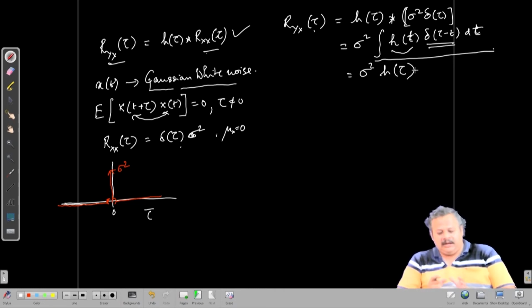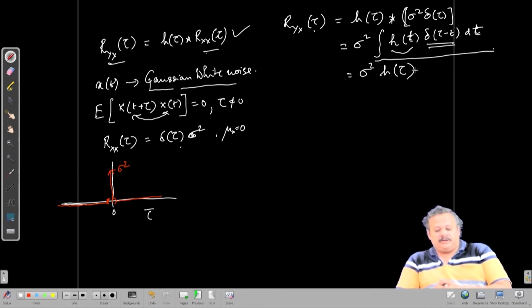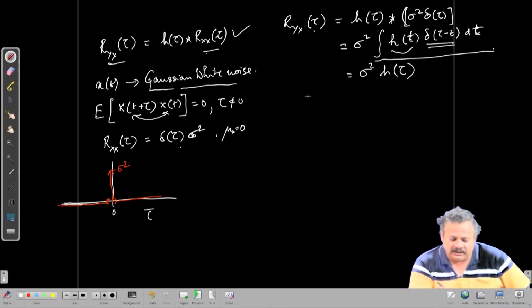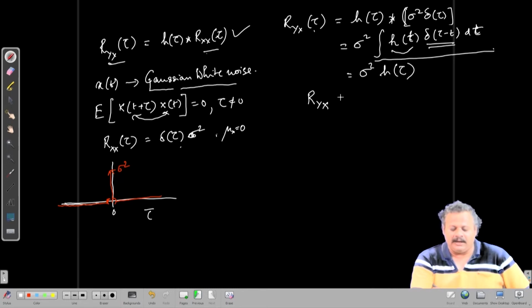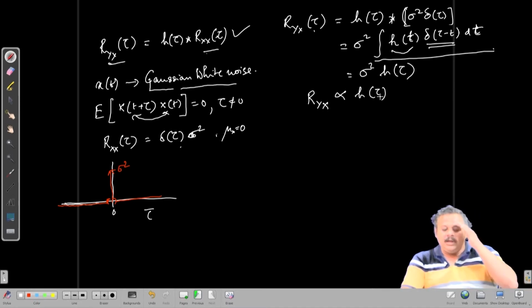So, in a sense, what we have now is that we have removed the input process from here because of the white Gaussian noise assumption about the stimulus, which is in fact in our control. So, that is gone, and Ryx(tau) is simply proportional to the impulse response in the case of white Gaussian noise input. So, the first relation that we have for LTI and this kind of situation is that our Ryx is going to be proportional to the impulse response of the system.